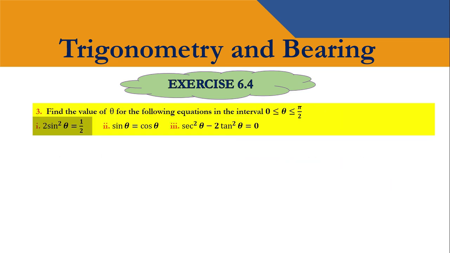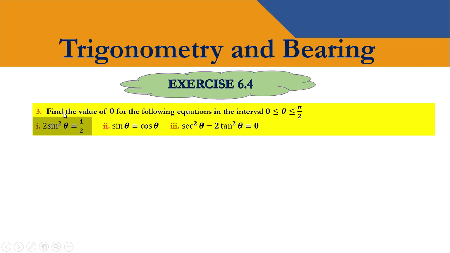Now we will do question number 3. In this question we have to find the angle. The angle interval is 0 less than theta less than pi by 2, which means that your angle should be in the first quadrant. So our angle should be from 0 degrees to 90 degrees, in between this.